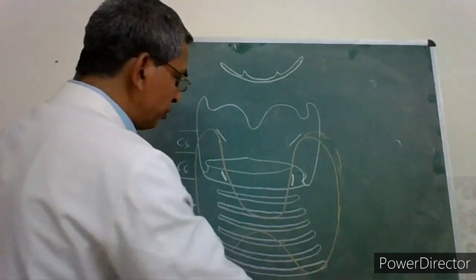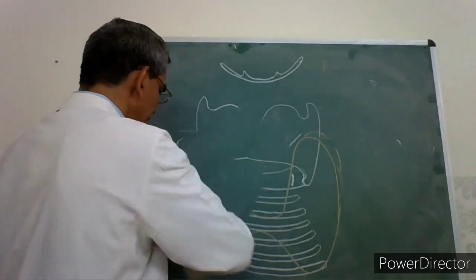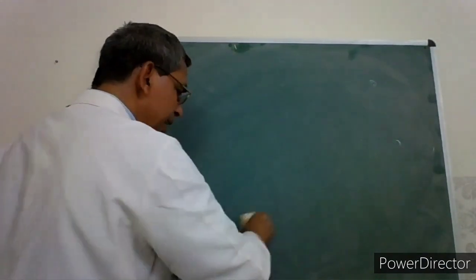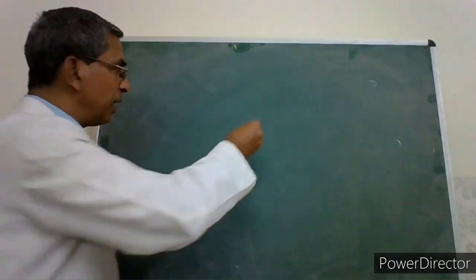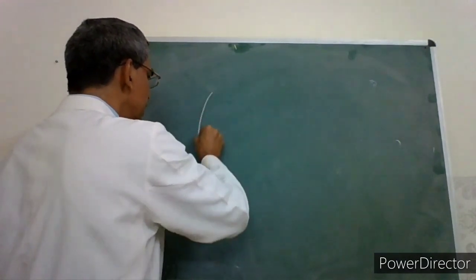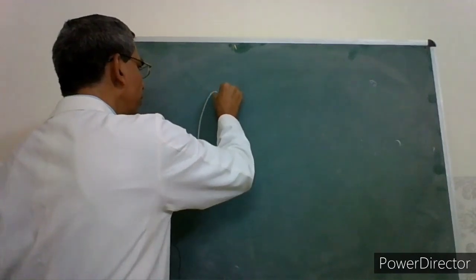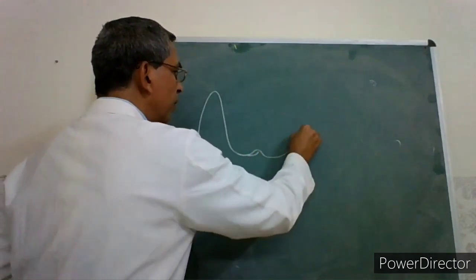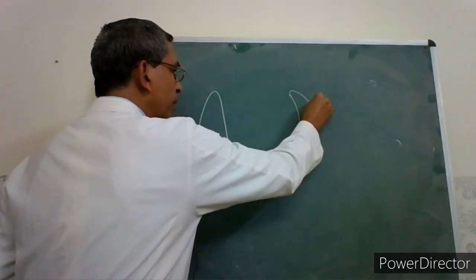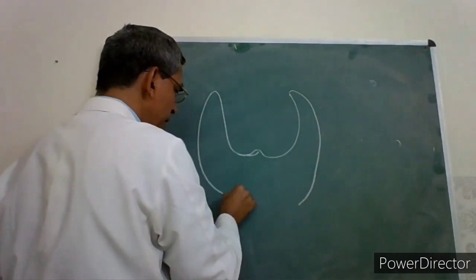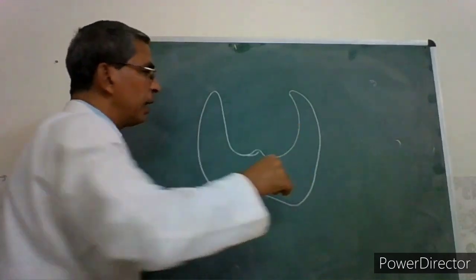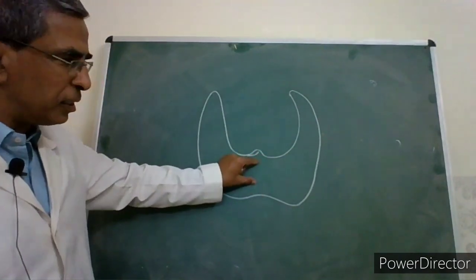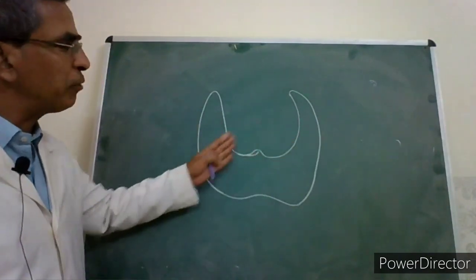Now come to the structure of this thyroid gland here. This whole thyroid gland is made up of two lobes and the connecting isthmus here. Suppose these are the lobes. So these are the two lobes, almost pyramidal in shape, connected by the isthmus. So this gland looks like an H shape or a butterfly shape here.